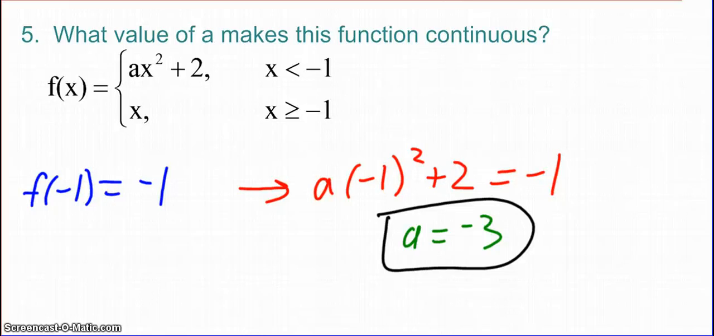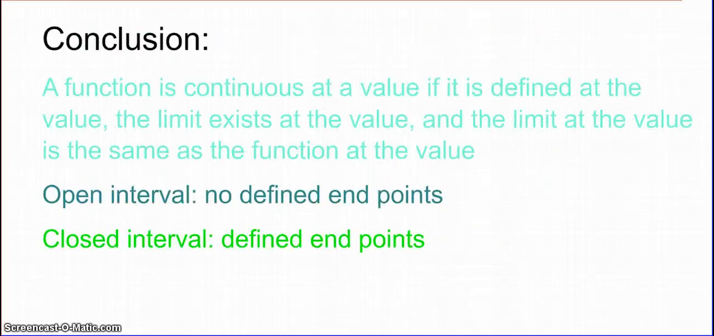Alright, conclusion. A function is continuous at a value if it is defined at the value, the limit exists at the value, and the limit at the value is the same as the function at the value. Open interval means no defined endpoints, closed interval is defined endpoints.